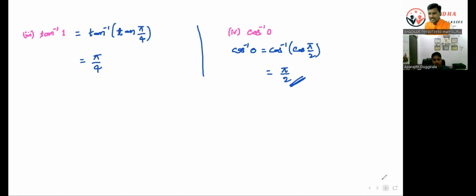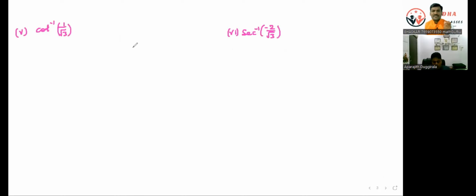Okay. So if you take the next question, cot inverse of 1 by root 3. Write the cot inverse as it is outside, and after that 1 by root 3 we have. When we get 1 by root 3 in cot theta, cot means cos by sine. Cos by sine means cos 60 by sine 60.